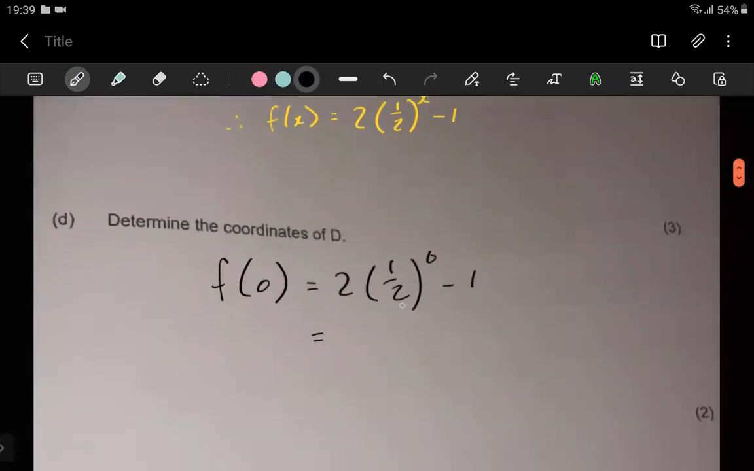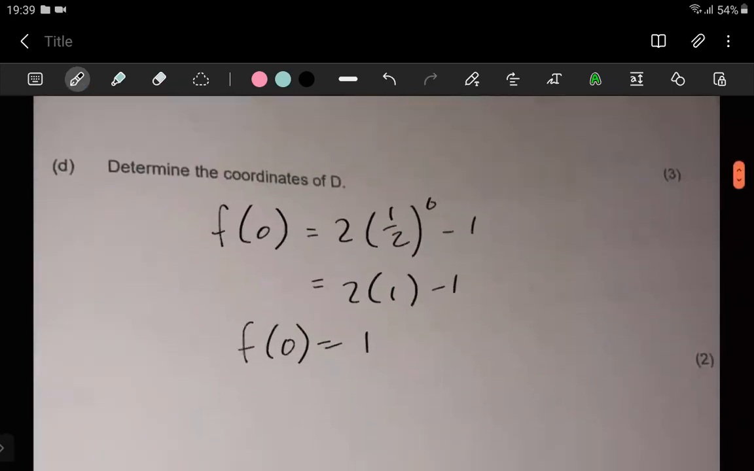Anything to the power of 0 is a 1, right? So 2 times 1 minus 1, which is just 2 minus 1, which is plus 1. And here f is 0. There we go. So therefore, x value is 0, y value 1.